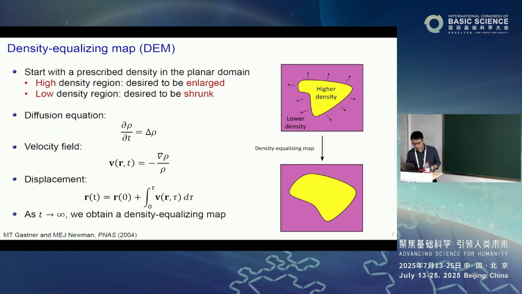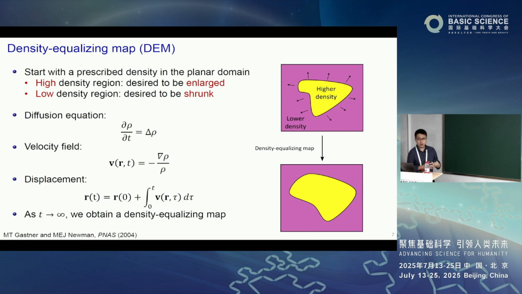A few years ago, we tried to extend this approach to the problem of surface quantization and surface mapping. We find that the key idea of this density equalizing map is that we are given some domain. It can be a planar domain, a 3D domain, or some other surface domain, but for simplicity, we start with a planar domain. And then we are given some prescribed density. We have some high density region, we have some low density region.